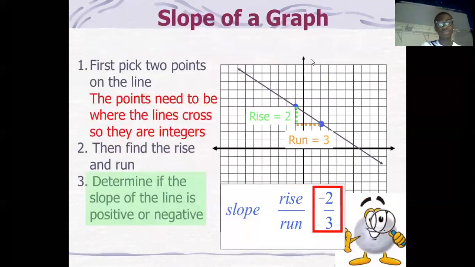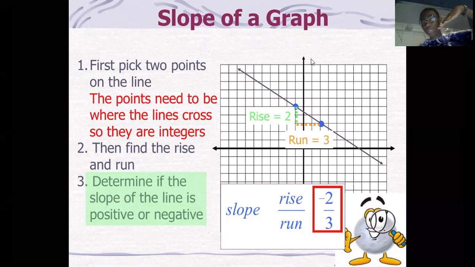Slope of a graph. First, pick 2 points on the line. The points need to be where the lines cross, so they are integers. Then find the rise over run. Determine if the slope of the line is positive or negative. So let's do the slope of the line. Is it positive or negative?